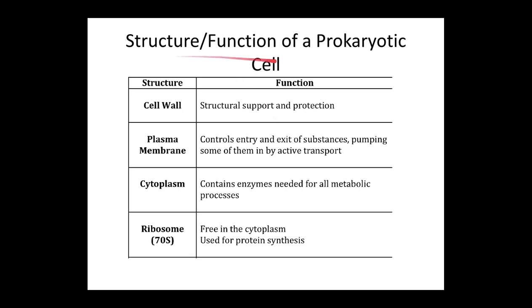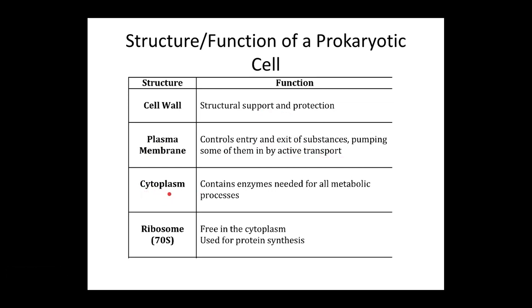All right, so moving on to structures and functions of prokaryotic cells. So prokaryotic cells contain a cell wall, and this offers structural support and protection. They also contain a plasma membrane, which controls entry and exit of substances within the cell, and it pumps some of them in by active transport. And this is very similar to eukaryotic cells.